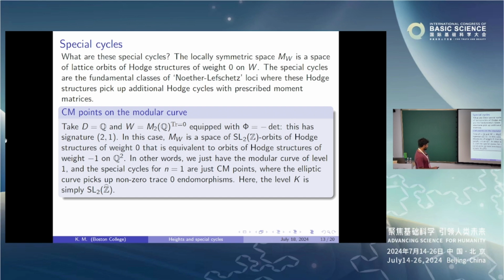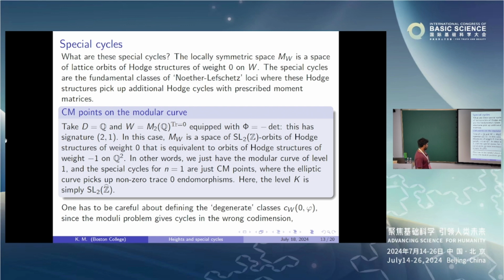So in here the level is just SL2Z hat. So you have to be a little careful. So this tells you what the cycles are when you're dealing with sort of positive moment matrices. But when it doesn't really, there's no moduli problem that gives you like a non-trivial cycle when you just ask for endomorphisms of norm 0. It's just a 0 endomorphism. Okay. Anyway.